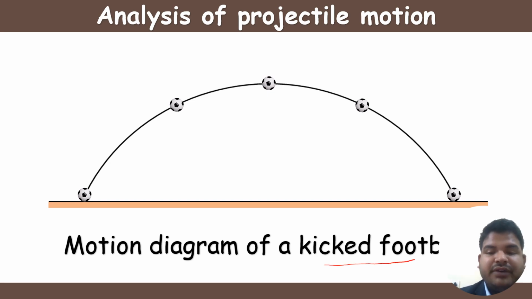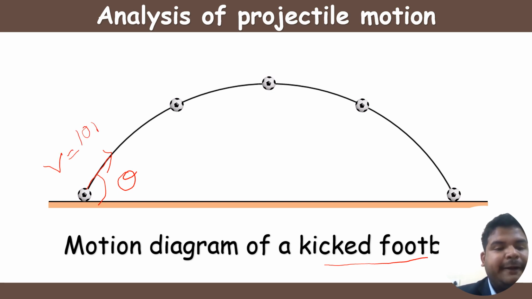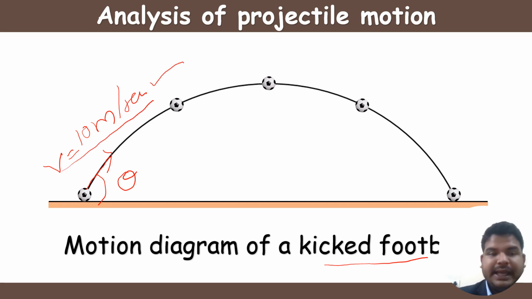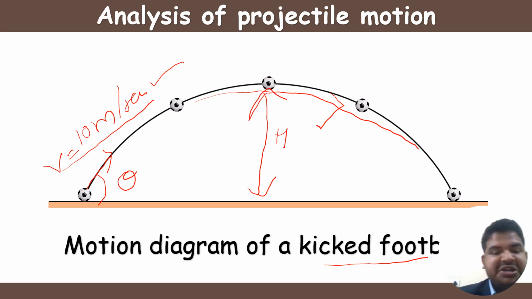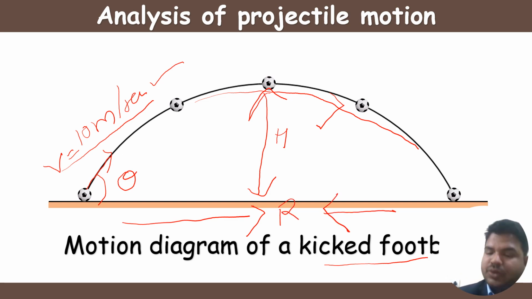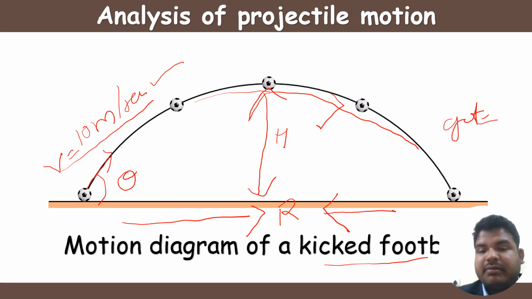Angle diagram of a kicked football. This is theta and this is the velocity with which you kick, let us say 10 meter per second. When you kick like this, the ball is traveling through projectile motion. It will reach a maximum height h and the range should be r. So through the equations you can easily get the value of h and the value of r.